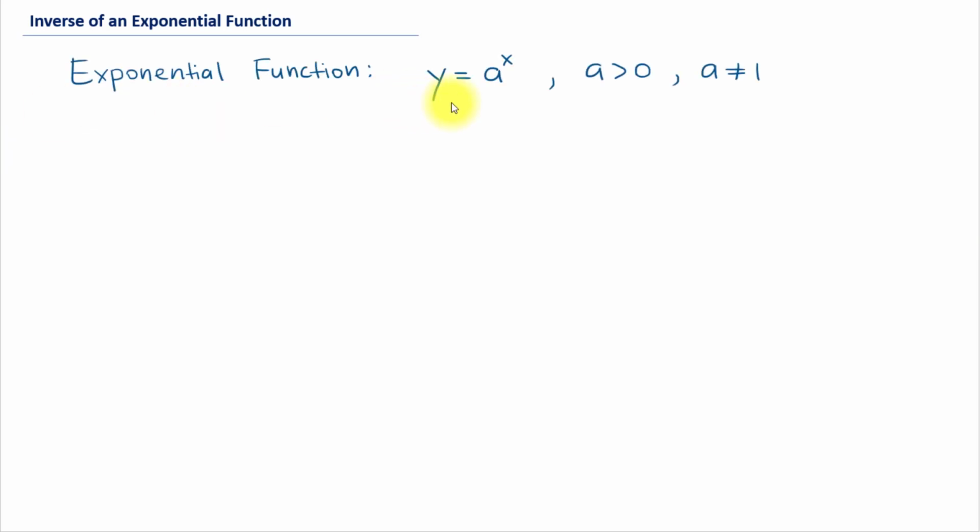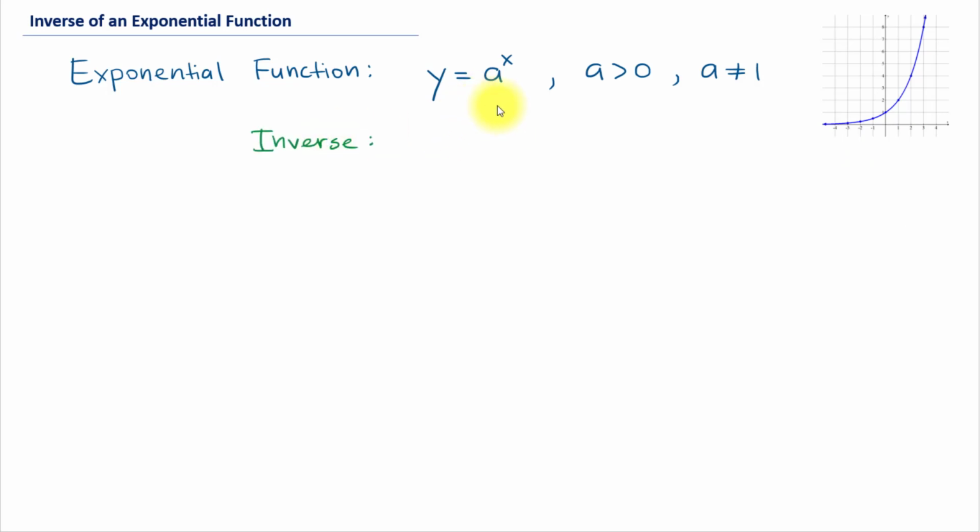Recall that the exponential function has the following form: y equals a to the power x, where a is just a positive real number that's never equal to 1. And the power of a, or exponent, is the variable x. It's also important to know that the exponential function is 1-to-1. Recall its graph, it definitely passes the horizontal line test. That means that the exponential function has an inverse.